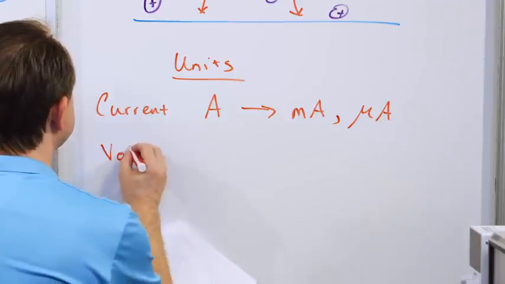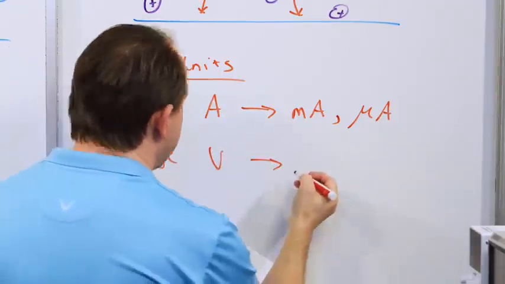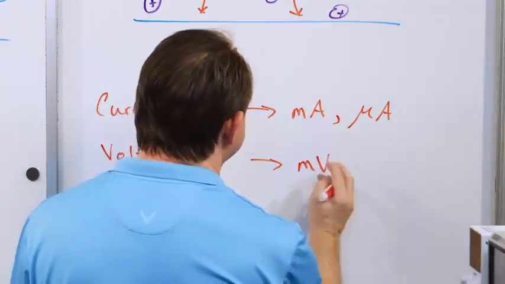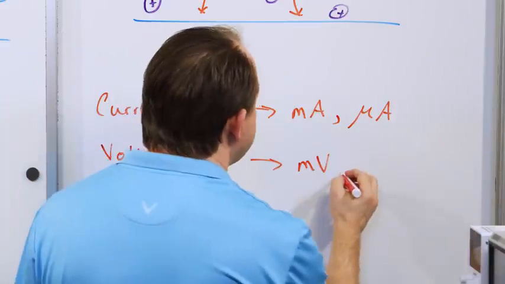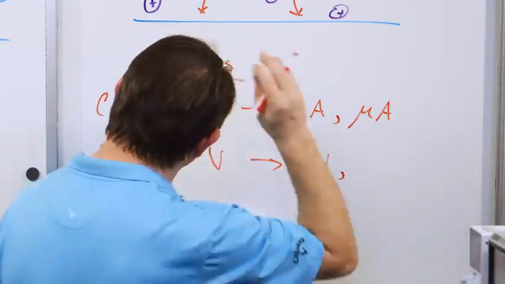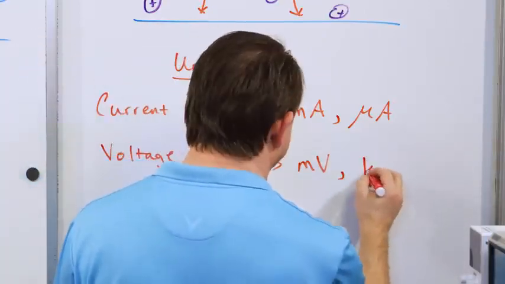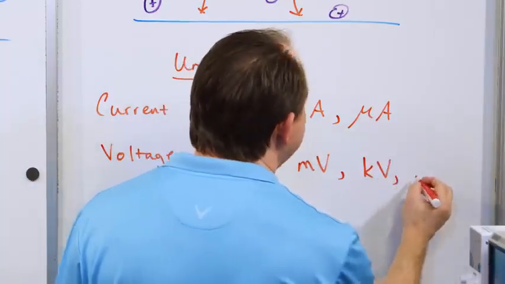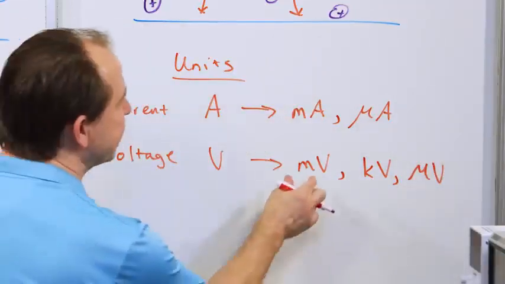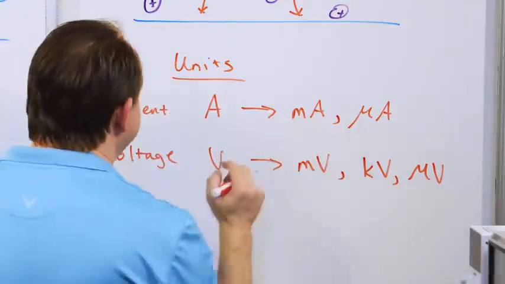Now for voltage, which is the push, we usually talk in terms of millivolts, mV. It's also fairly common, not necessarily in power plants, to run into kilovolts sometimes, so we'll put kilovolts there. And you might have megavolts, if you're at a nuclear power plant or something like this. But usually in a circuit, it's millivolts or volts, and milliamps or amps, maybe even microamps.